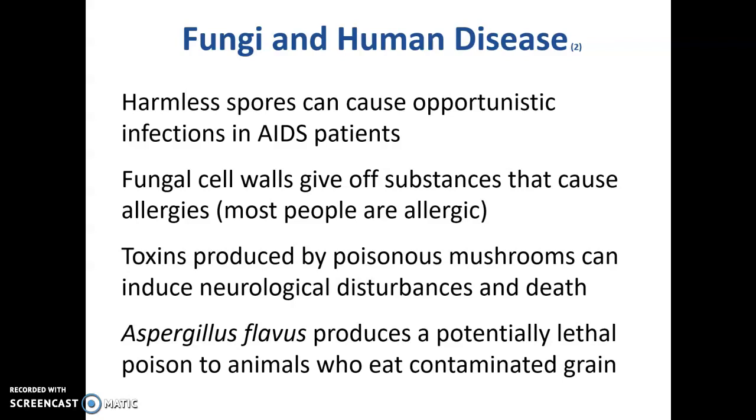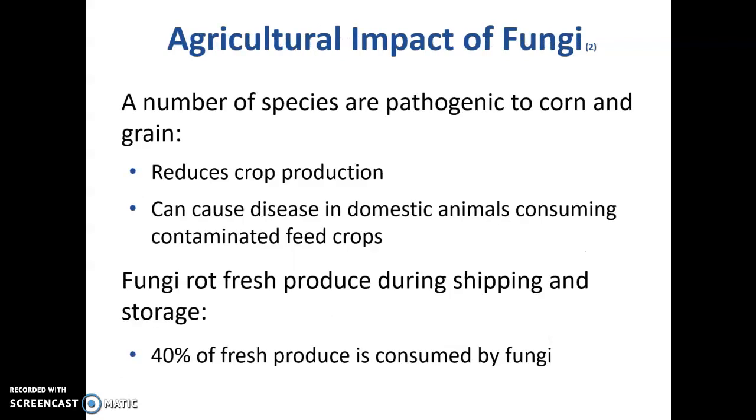Aspergillus flavus actually produces a lethal poison to animals who eat contaminated grain. So if the grain is contaminated with this Aspergillus flavus, then it can be toxic to those animals. So we run into a lot of problems with fungus when it comes to farmers. There are a lot of crops lost because of fungus, and it can also cause disease in domestic animals after eating the contaminated crops.